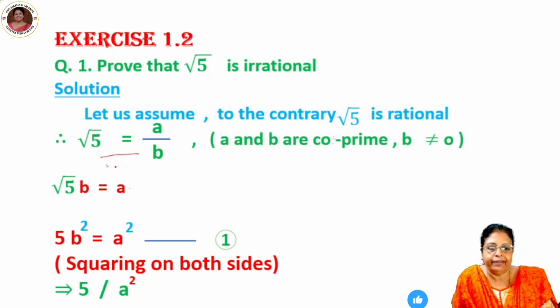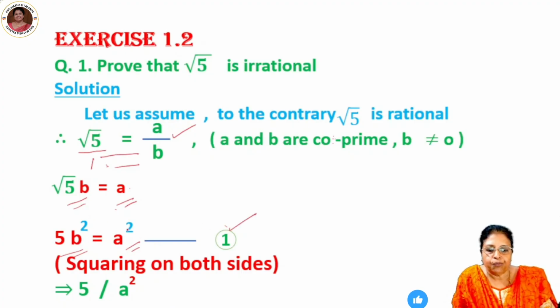Root 5 equal to a upon b. Then this can be written as root 5 upon 1 equal to a upon b. Then we can cross multiply this. Then what you will get? You will get root 5 b equal to a. Are you following? Then you can square on both sides. So squaring on both sides, we can get 5b square equal to a square. This is the first equation.